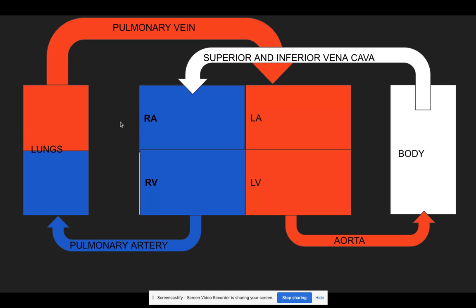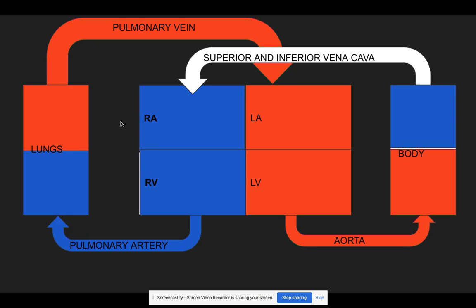Our aorta is the main artery that brings the oxygenated blood to our brain, muscles, and all of our other cells. But as it goes through our body, the cells are going to use that oxygen to create energy, and so it's going to return back to the heart deoxygenated. It comes back into the heart through the superior and inferior vena cava.